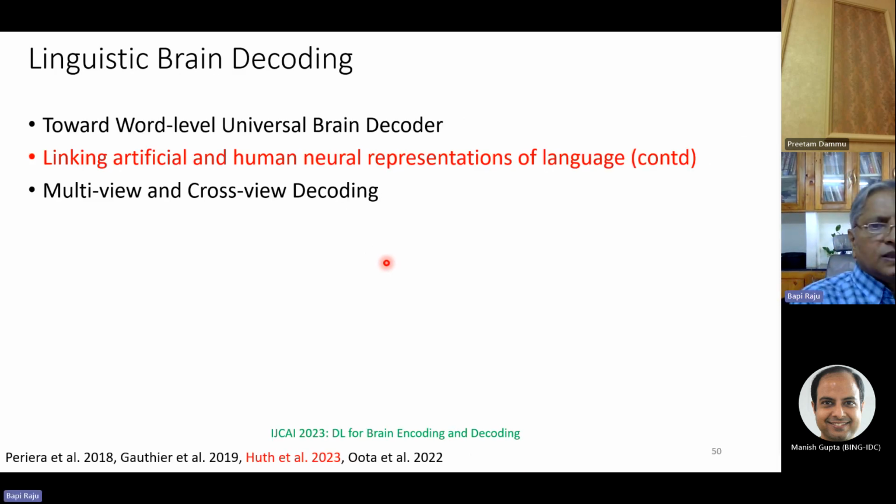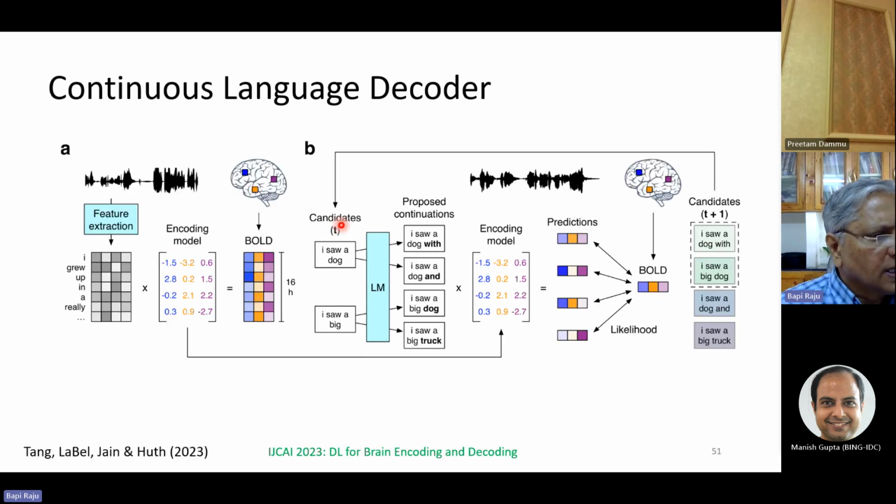So that was the last but one study. In the next 15 minutes, we'll talk about two more. One is a recent study, a 2023 study from Alexander Huth's group at the University of Texas at Austin. This is a recent Nature Neuroscience paper, a very interesting decoding exercise. This is a continuous language decoder.